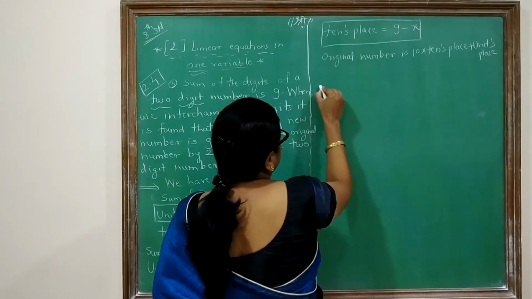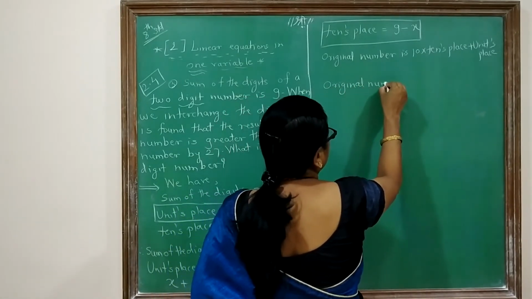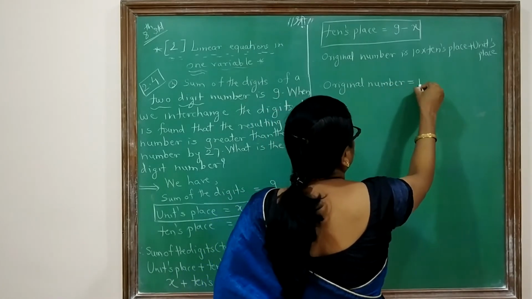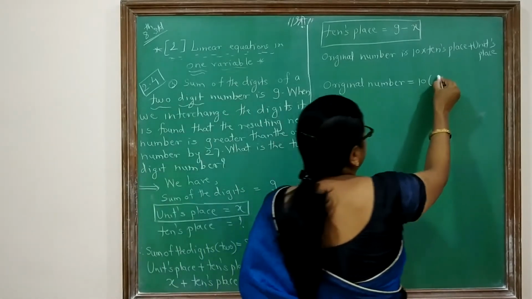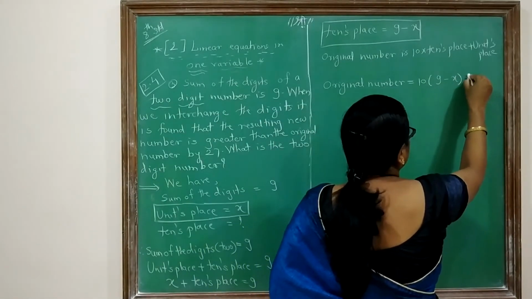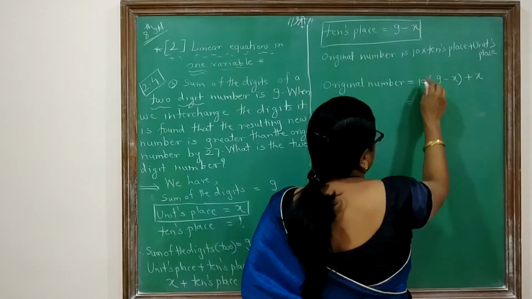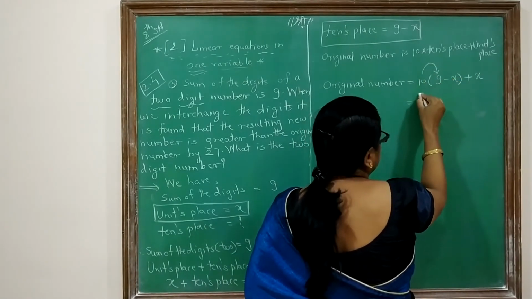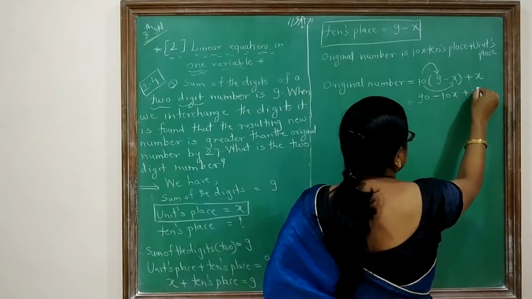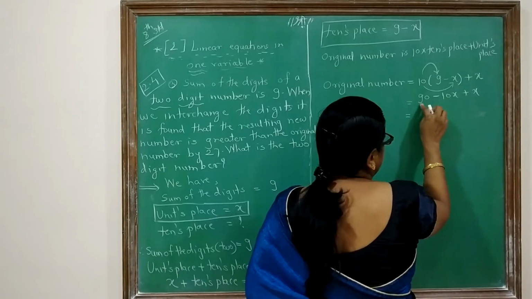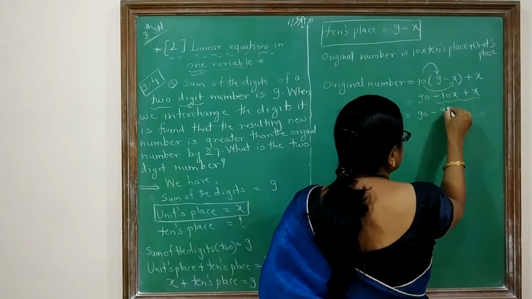Then, again you will write here your original number equal to 10 into, what is your tens place? Tens place is 9 minus x, plus, what is your units place? Units place is x. Then multiply: 10 into 9 is 90, minus 10 into x is 10x, and this plus x. Then you will write here 90 minus 10x plus x. Then you will write here 90 minus 9x.